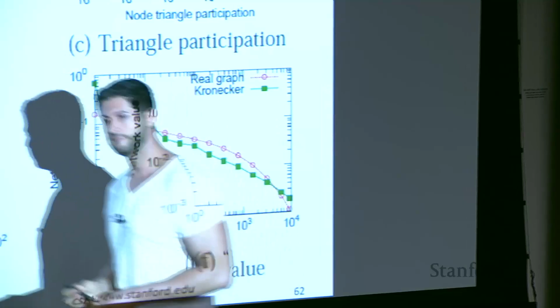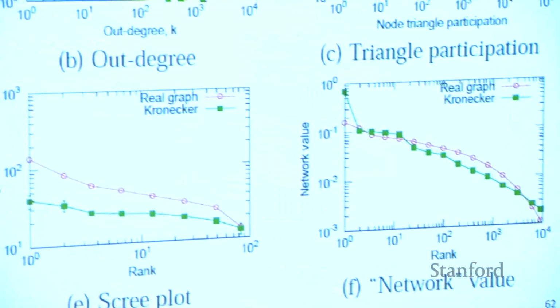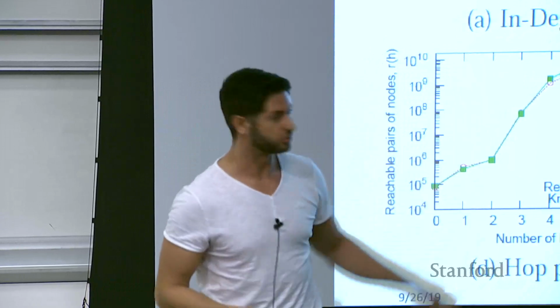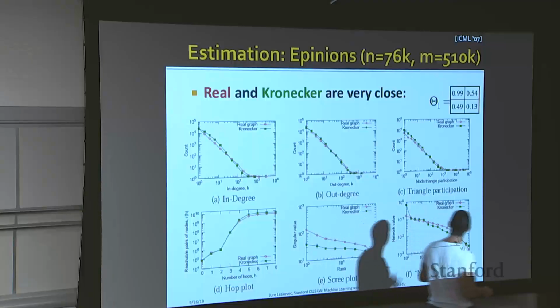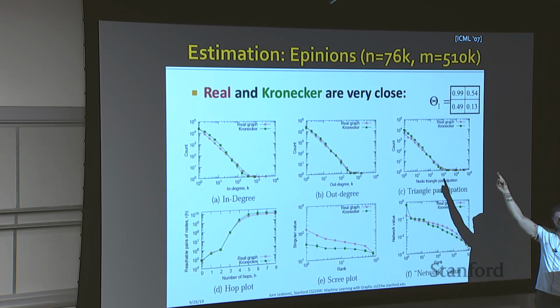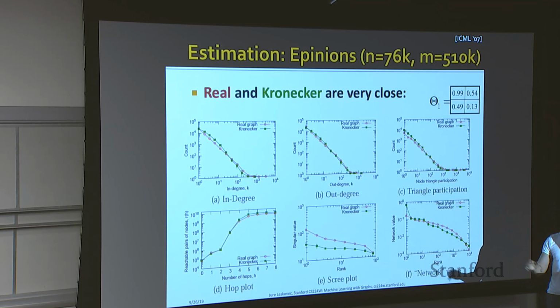Absolutely. Sorry? How was the value of the initiator matrix theta found? Okay, that's a very good question. I will point you basically to the paper. I will put it there. It takes a bit of time, but at the end of the day, basically, you can analyze your real network, and then you're gonna be doing some grid search basically until you get close to the values that you want. Question? It's the eOpinion network. It's a social network, so it's a real network.